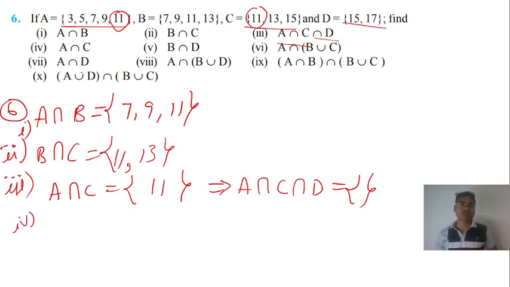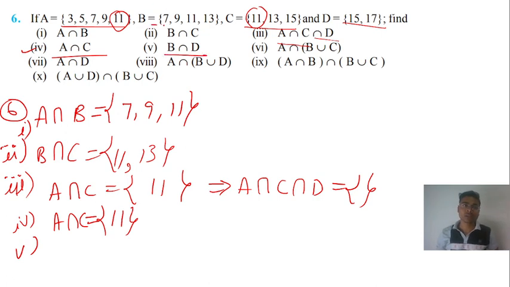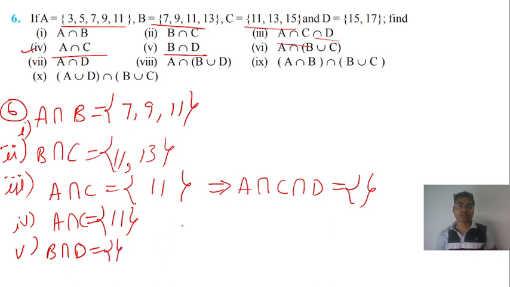Coming to part 4th of this set, part 4th is saying A and C intersection. So you will just find A and C. A intersection C is actually {11}, as we solved above. Part 5, B and D. B and D have nothing common over here. So B intersection D is equal to ∅, or just open bracket.